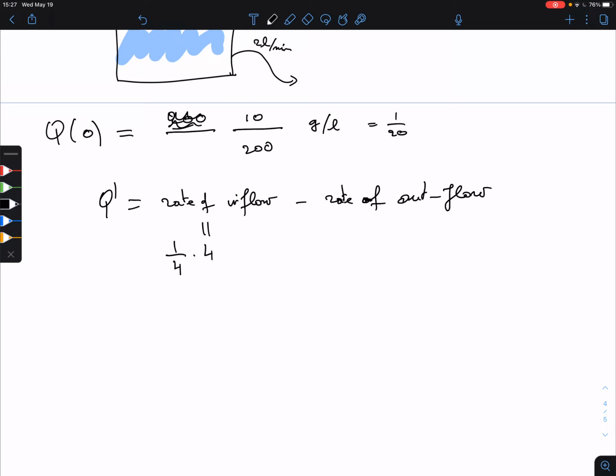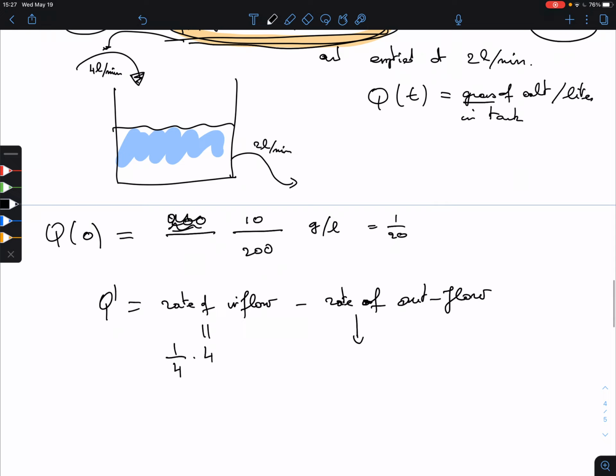What is the rate of outflow? That is a little bit more tricky. We can say it's the concentration times the rate of the outflow of the water. So what's the concentration here? Well, we need to know how much water is in the tank. So let W(t) be the amount of water. Because to know the concentration, you need to know how much salt there is. That's Q. Q is an amount of salt, right?